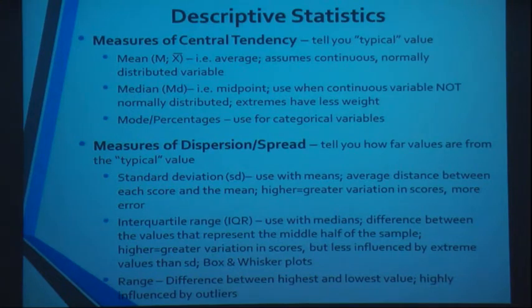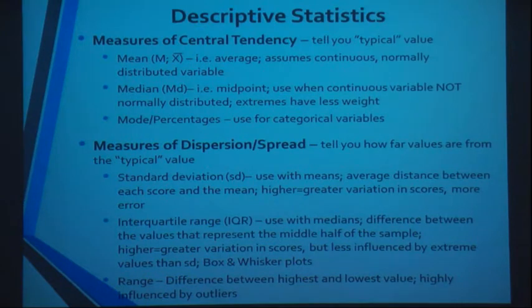Okay, a median is a midpoint, so we use this when maybe we don't have a normal distribution. Okay, so we need to be concerned with the fact that maybe our variables are very spread out, they're not well distributed, so a median will take that into account. And then finally, for categorical data, we look at things like what's the most commonly occurring value or percentages in different categories.